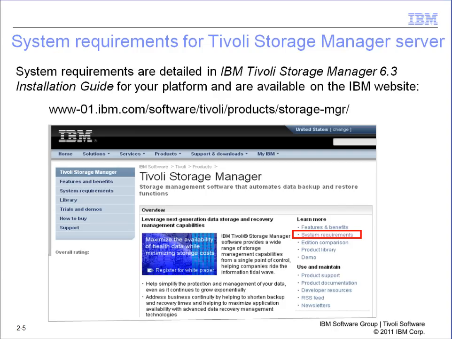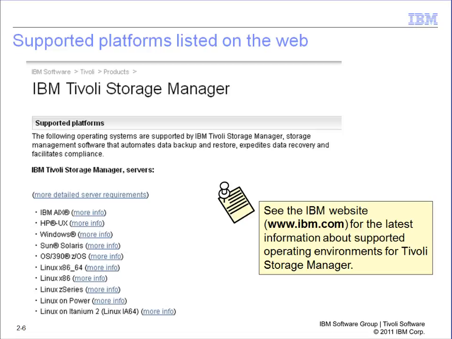System requirements. This class is written for 6.3.0, but you can apply the latest version with this. Just make sure you go to the IBM website and look for your system requirements. Also listed on the website is the supported platforms. This does change by different release. As our operating systems change, our support changes with them.